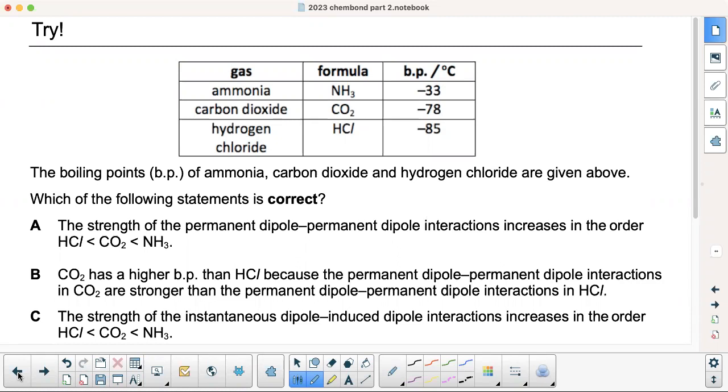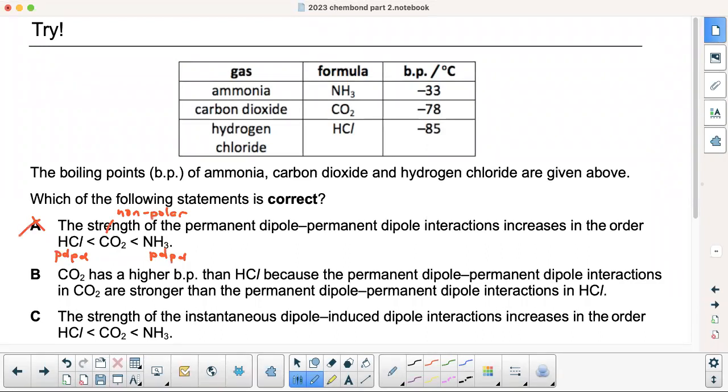Okay, let's try the first one. The strength of the PD-PD interaction increases in the order. Okay, this is not possible, right? HCl is PD-PD. Actually, ammonia is hydrogen bond. It also has PD-PD because it's still polar. So actually, the truth is the hydrogen bond is a strong form of PD-PD. Again, the hydrogen bond is actually a very strong form of PD-PD. So this guy would also have PD-PD. Okay, but I say this PD-PD is actually in terms of hydrogen bond. Okay, but CO2 is non-polar. So it actually doesn't even have PD-PD, right? Yeah, it's non-polar. So it only has ID-ID. So of course, A is wrong already.